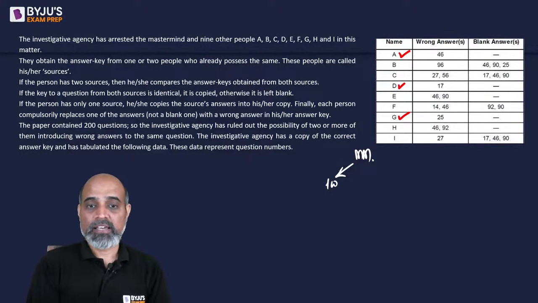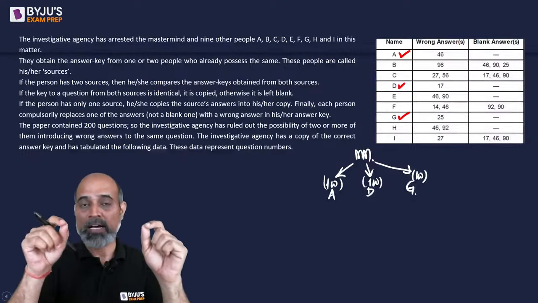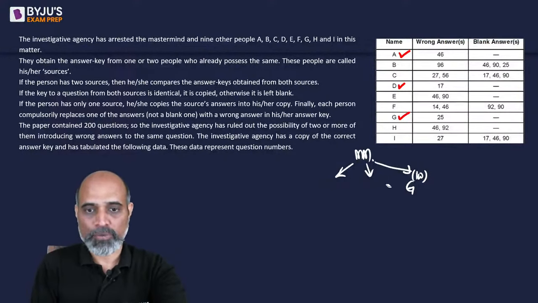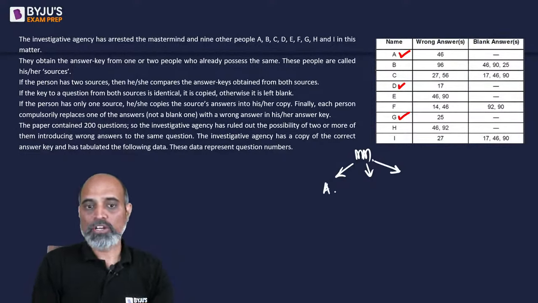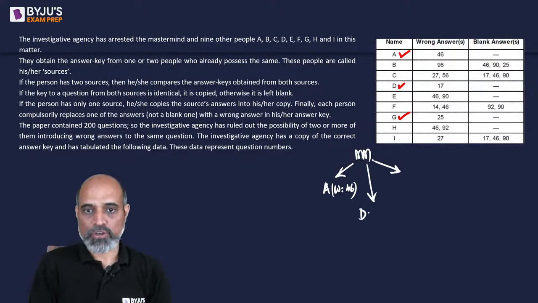So that means A is going to be that guy who is going to make 1 wrong. D is the second guy where there is 1 wrong, and then G is the third guy where we have only 1 wrong. Right? ये तीनों अगर mastermind से copy करेंगे, then they are going to make only 1 wrong. Right? So we need more information. So we need to write few more things. Question numbers, let's write it down here. So A is going to make a wrong, which is question number 46. D is going to make 1 wrong, which is question number 17. And G is going to make 1 wrong, which is question number 25.